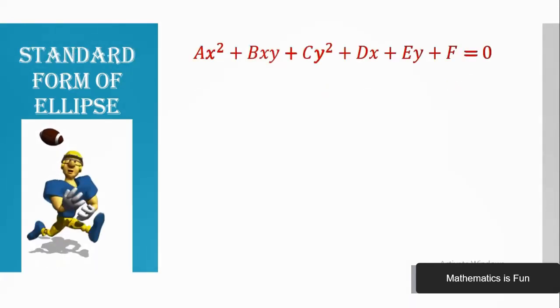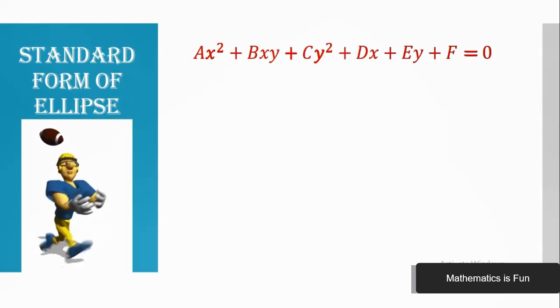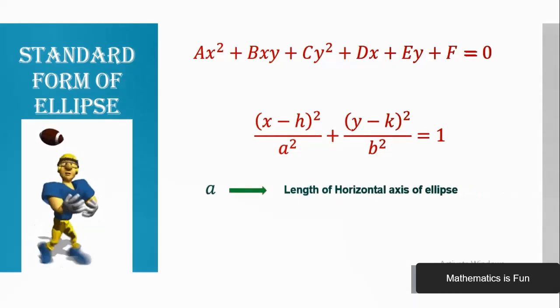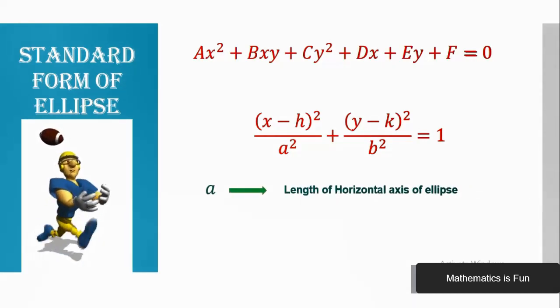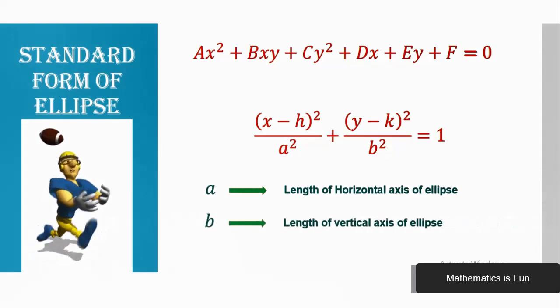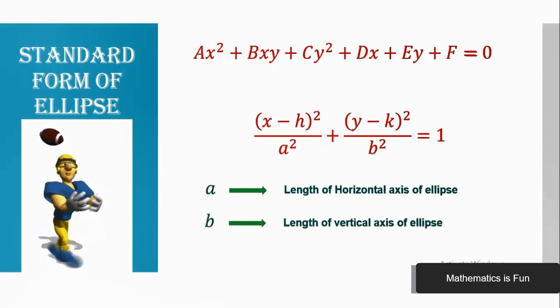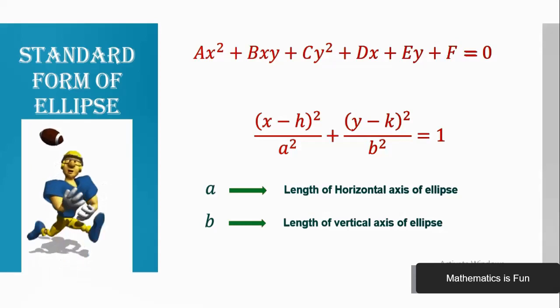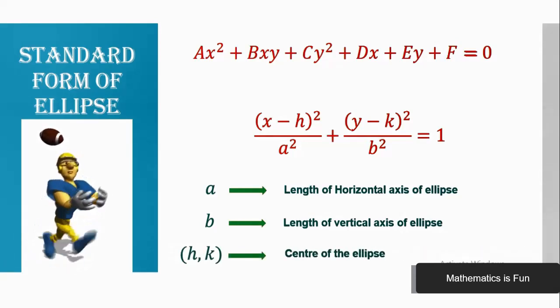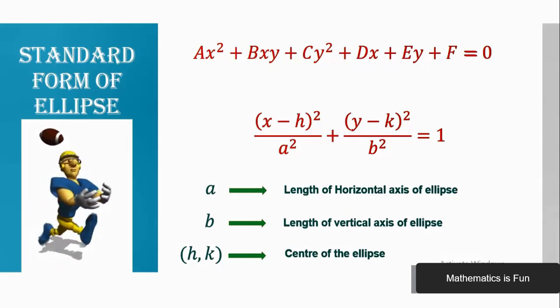Now let's talk about the standard form of the ellipse. This is the standard form of the ellipse, where a is the length of the horizontal axis of the ellipse, that is, a would be parallel to the x-axis, and b is the length of the vertical axis of the ellipse, so b would be parallel to the y-axis, and here h and k is the center of the ellipse.